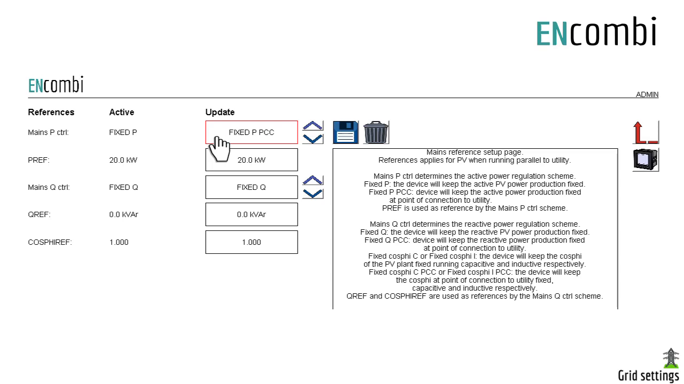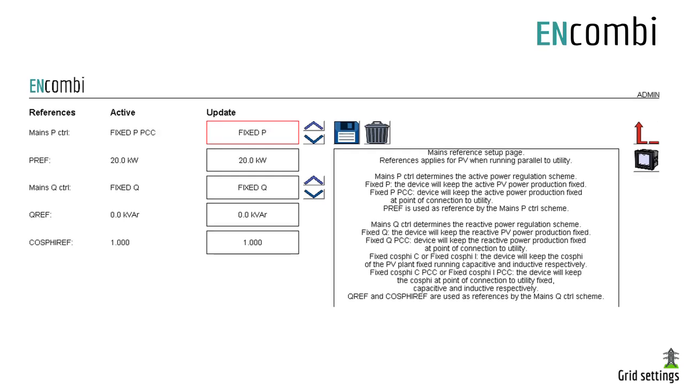The first option is fixed PPCC, which is fixed power point of common coupling. This setting will keep the active power production fixed at the point of connection to the utility. This is therefore the selected method for doing self-consumption zero export operation.